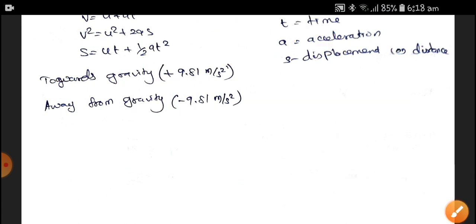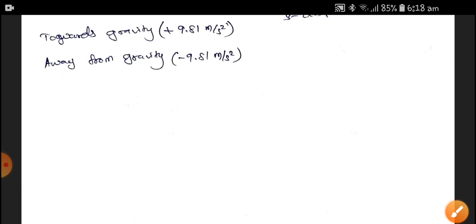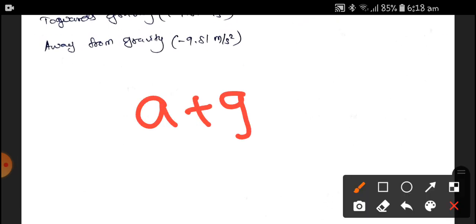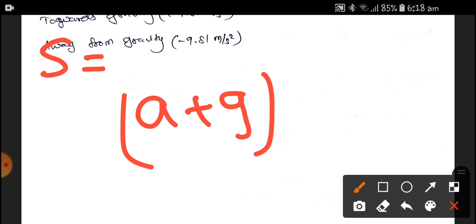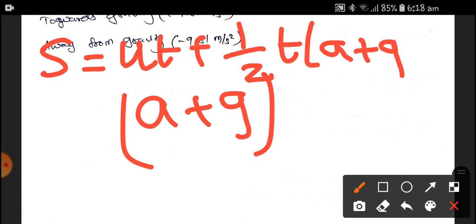a. If a body is, say, a lift, we have both acceleration as well as gravity. In that situation, the equation s becomes ut plus half t square into a plus g. So this equation indicates that when a number of persons are in the lift, it is moving in an upward direction or it will move in the downward direction. Considering the gravity, the lift has a certain acceleration and gravity also acts. Therefore, a plus g will come.